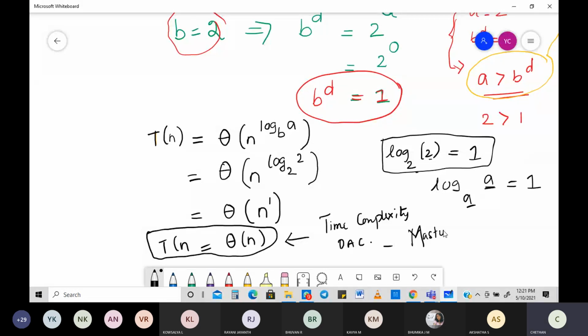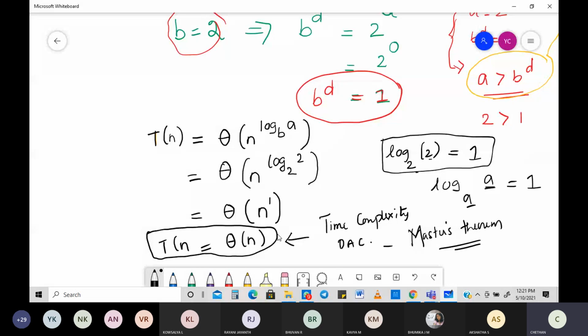Same thing only, theta of n. Even in the substitution method, you got theta of n only. Both will be the same. This is the Master's Theorem. Using the Master's Theorem, this is the value you get. Please understand what the important steps are here.